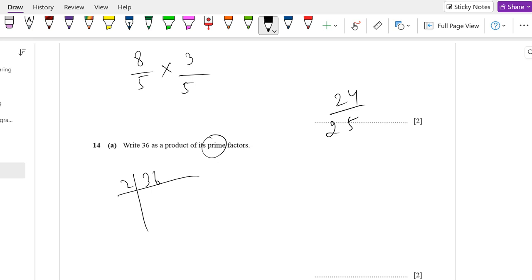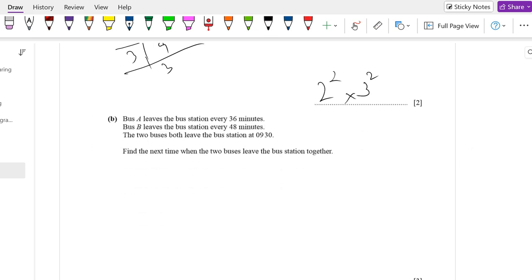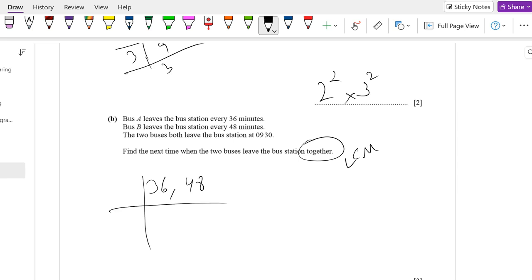All numbers should be prime. Don't start with a larger number. So this should be your answer. Together gives us a hint. It's a keyword for LCM. So we need to take the LCM of 36 and 48. Let's go with 12. So it's 144 minutes.